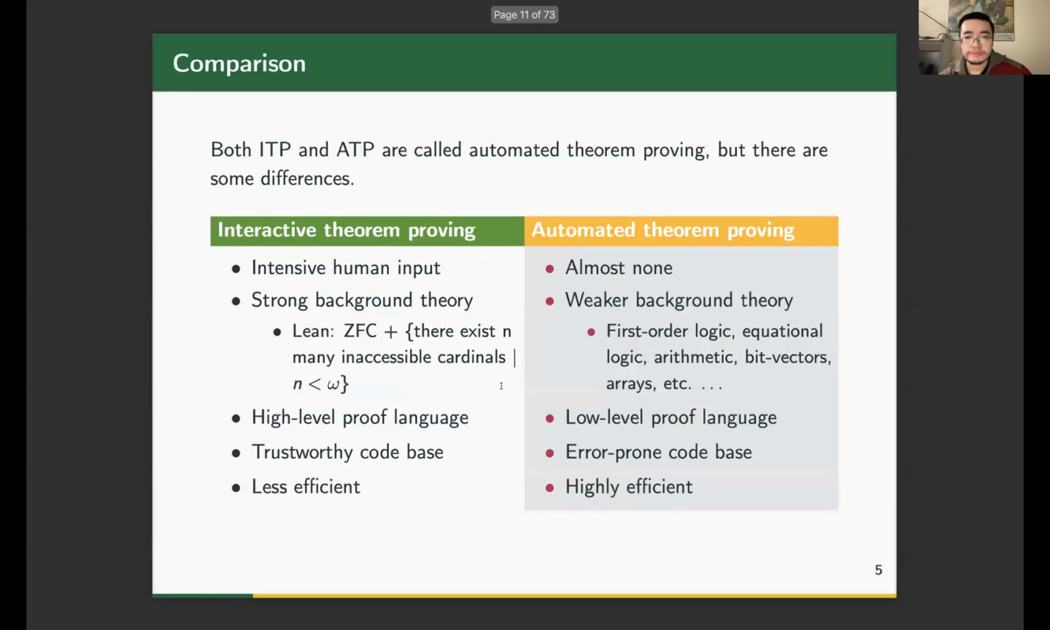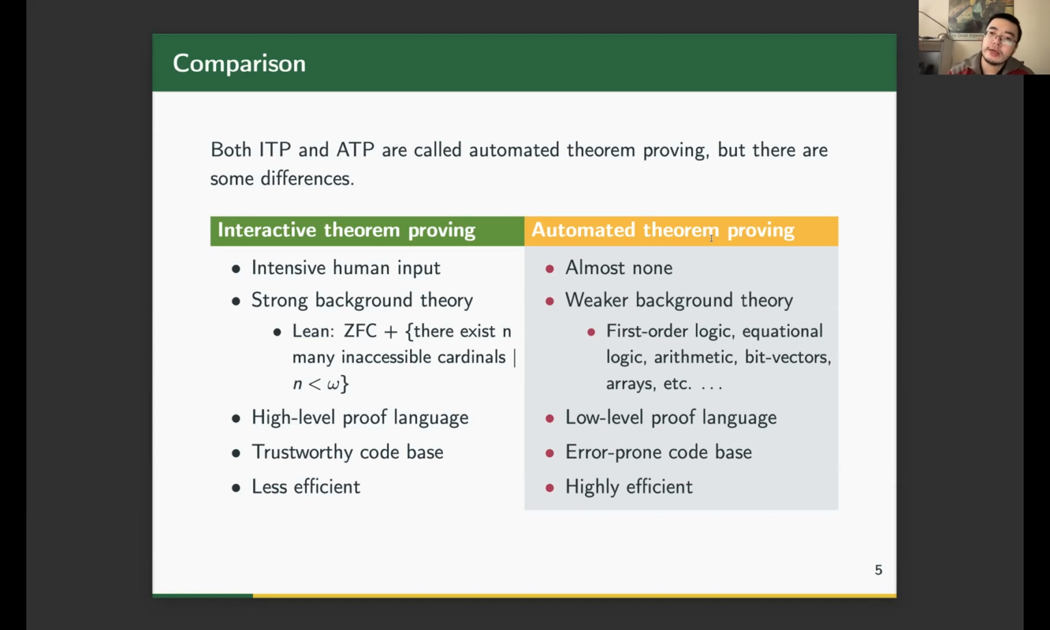Okay, so I think some of us may already be familiar with automated theorem proving, but I just want to emphasize that there's a difference between interactive theorem proving and automated theorem proving. Although sometimes both of them are called automated theorem proving, because once you develop the automation for interactive theorem proving, it becomes automated theorem proving, right? But there are still some key differences. The first is that interactive theorem proving requires intensive human input, while automated theorem proving does not. Automated theorem proving just does what it does. And for interactive theorem proving, most of the proofs are written by a human.